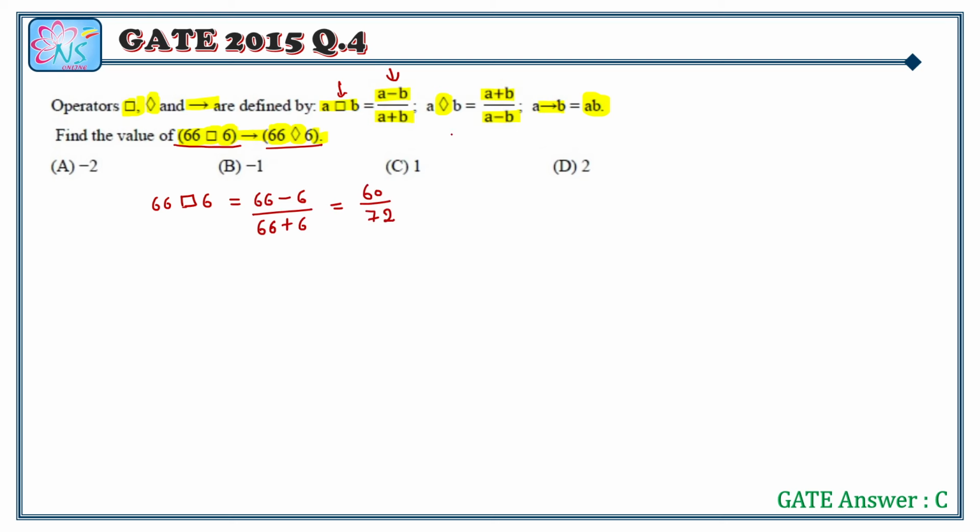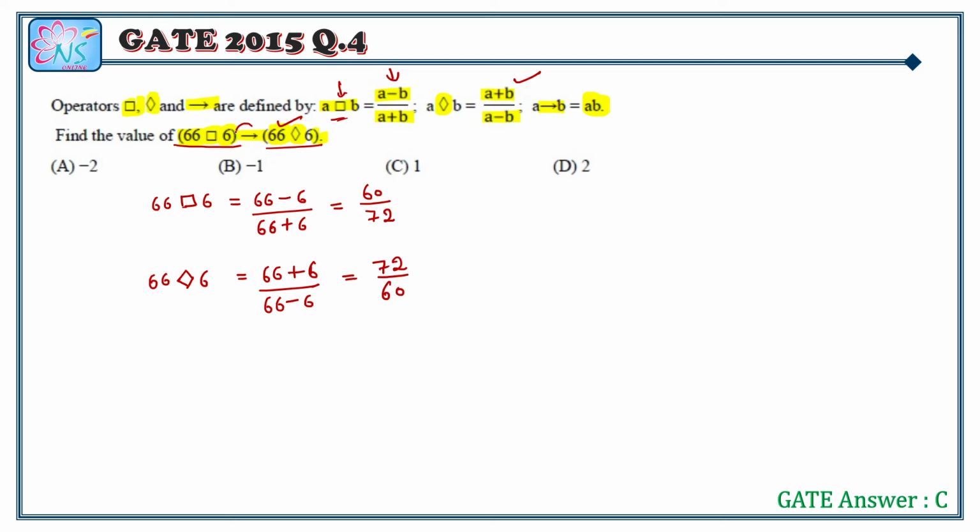Then we will solve this other bracket, which is 66 diamond 6. Here the signs are opposite as compared to the square operator. So for 66 and 6 we first add, and then subtract. This will give us 72 by 60. I hope it is clear. So we will get these two values.